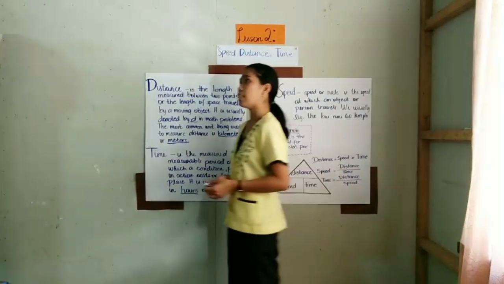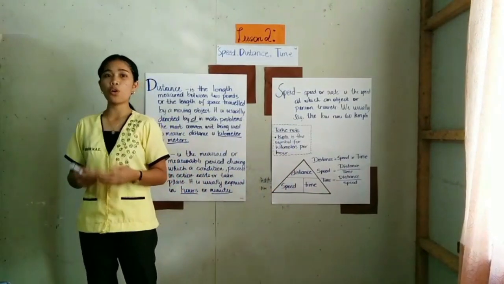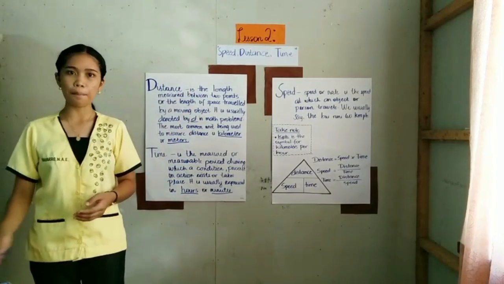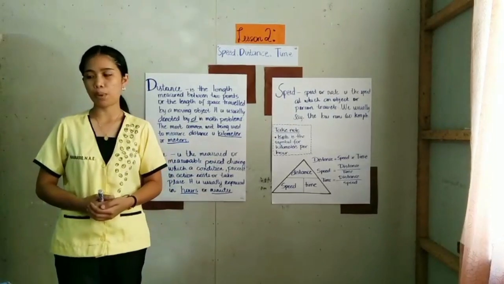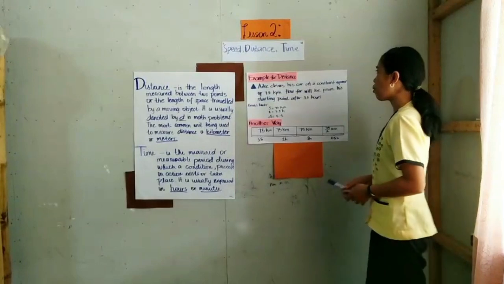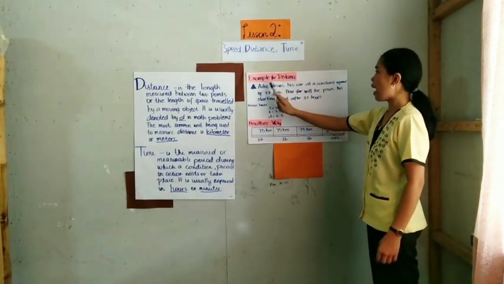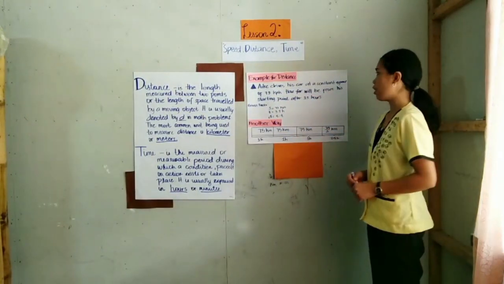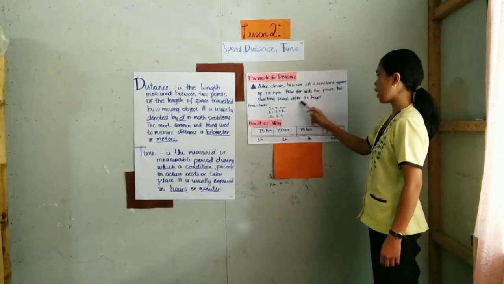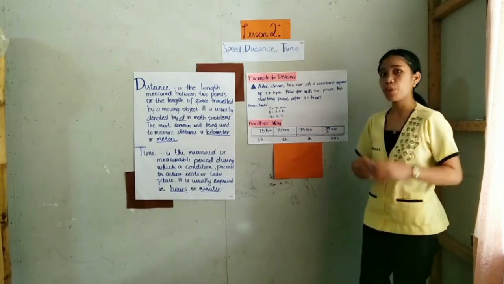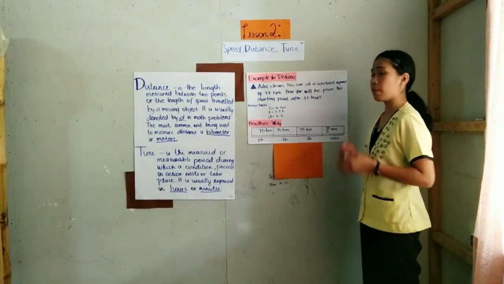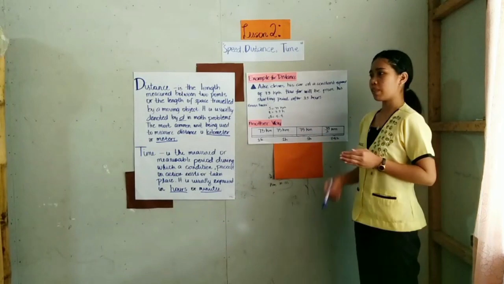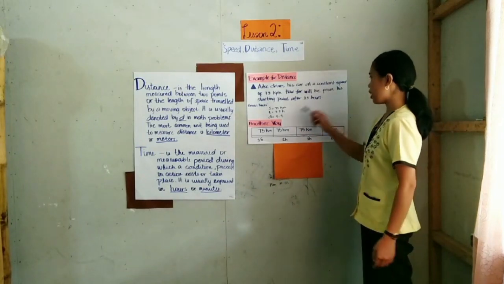In order to clearly understand how we are going to get the distance, speed, and time, I have prepared some examples. So let's go with the examples. Let's have an example in distance. The problem is: Ike drives his car at a constant speed of 75 km per hour. How far will he be from his starting point after 3.5 hours? We all know that distance is equal to speed times time. The speed in this problem is 75 km per hour, and the time is 3.5 hours.